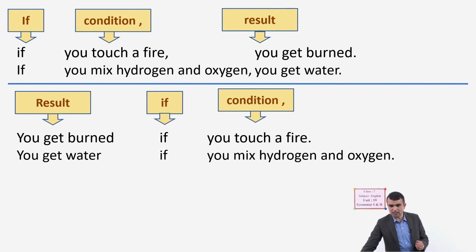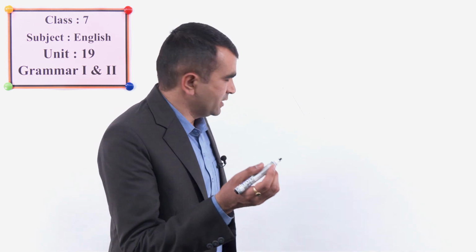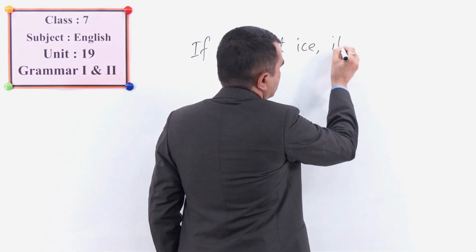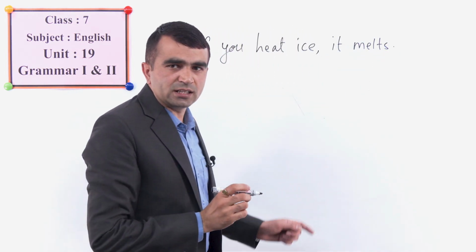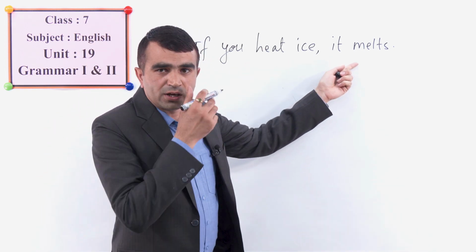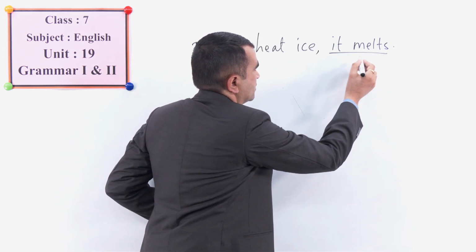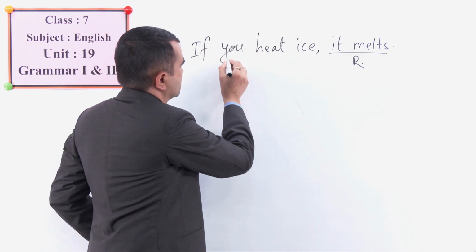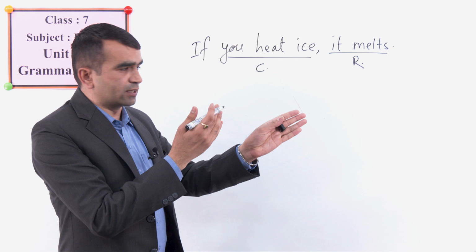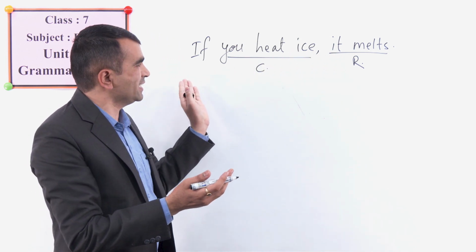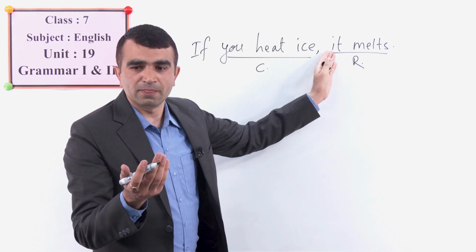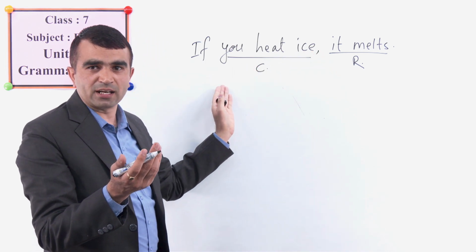Well, but in some conditions, okay. Now let me give you an example. Well, if you heat ice, it melts. See this sentence. Here, if you heat ice, it melts. This is the result. This is the condition. Is it? Now, if you reverse the order, if you want to bring the result first, what happens? It melts. You should start. So, it is a pronoun, isn't it? So, a pronoun is not used in the beginning.